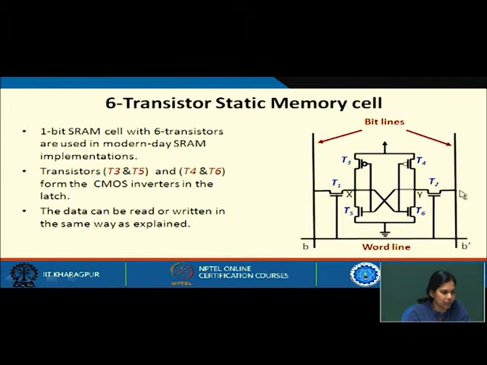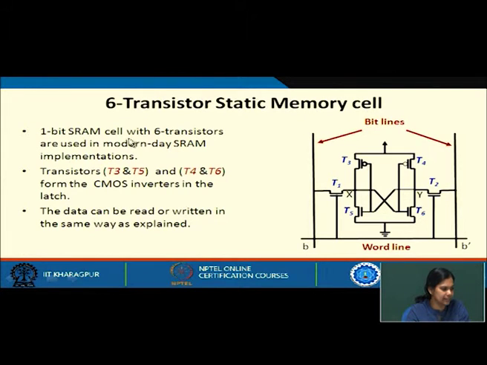So, this is transistor T1 and T2, which were there initially. Now, this transistor is T3 and T5, and this transistor is T4 and T6. So, we have just placed what I have just shown you, the realization of 2 NOT gates, here to form the latch.